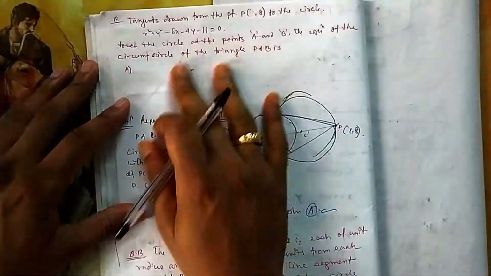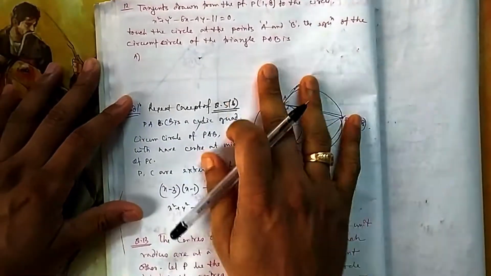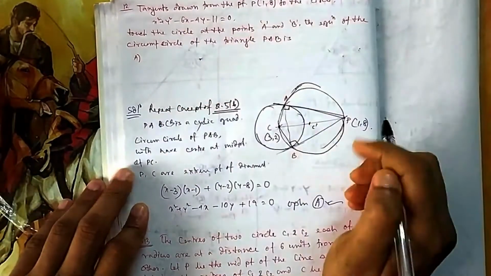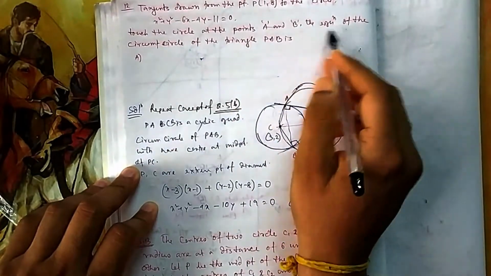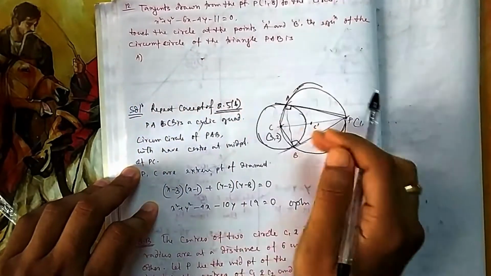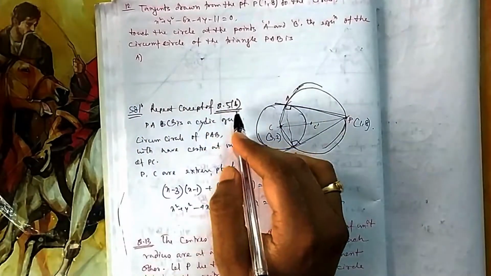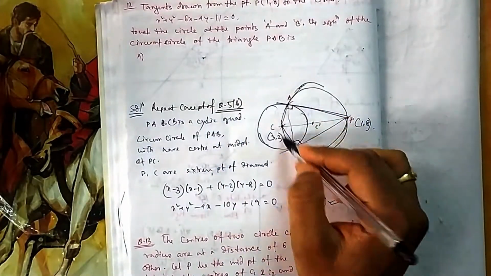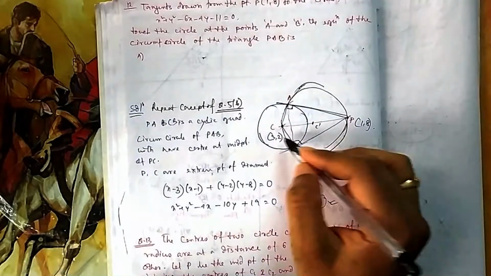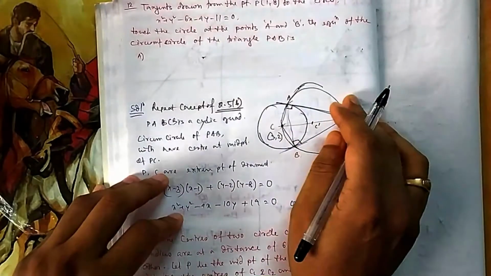Now if you come to question number 12, what they are asking is: tangents drawn from the point (1,8) to the circle. From this point you draw tangents that touch the circle at A and B. Find the equation of the circle of the triangle PAB. I have explained this in detail, because this circle becomes the circumcircle for this quadrilateral and for all these triangles.